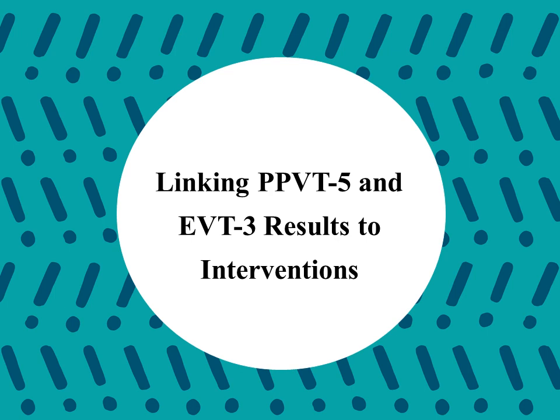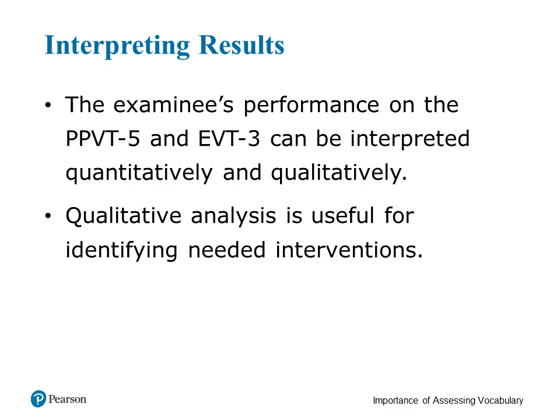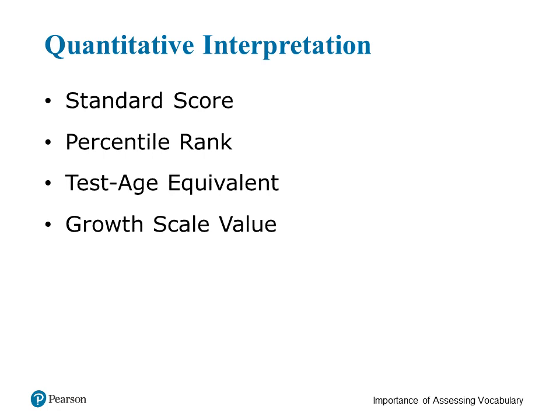All right, so let's look at linking the PPVT-5 and EVT-3 results to interventions, starting with just the overall concept of thinking about how the quantitative results, the examinee's performance on these two assessments, PPVT-5 and EVT-3, can be interpreted both quantitatively and qualitatively. And the quantitative results can be used to determine if an individual has difficulties understanding and learning vocabulary. The qualitative results, in conjunction with other test results, can be used to determine if an individual has a language disorder and to derive the most useful and meaningful educational information and therapy programming recommendations. So it's useful for identifying if there are needed interventions and what those might be.